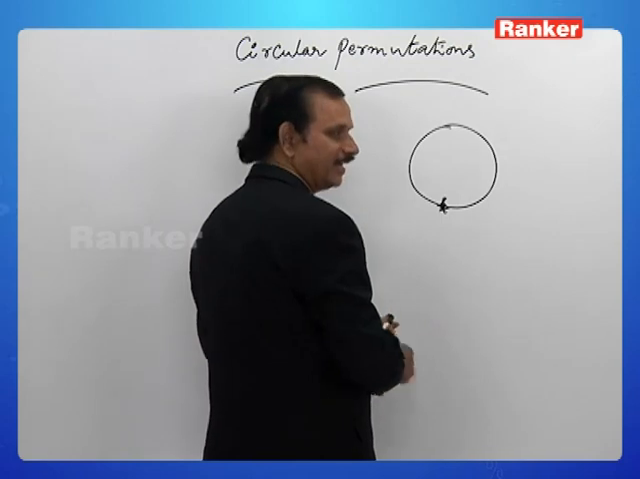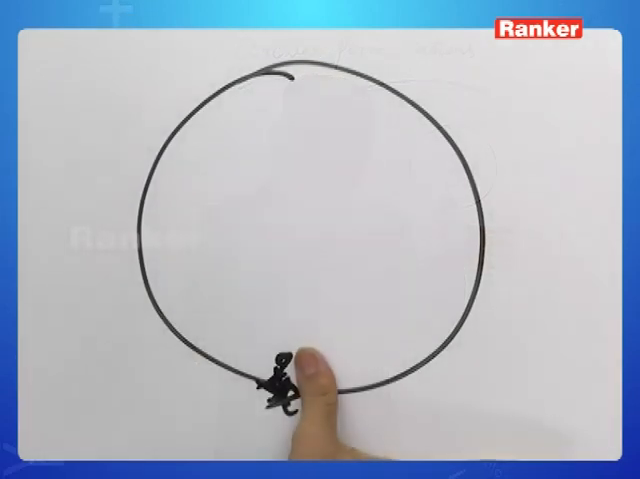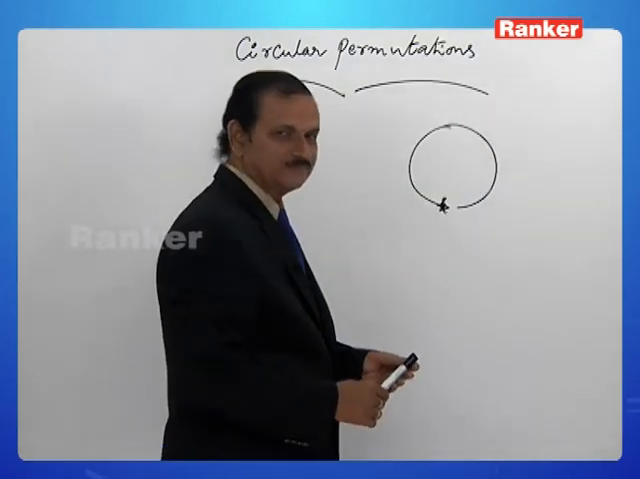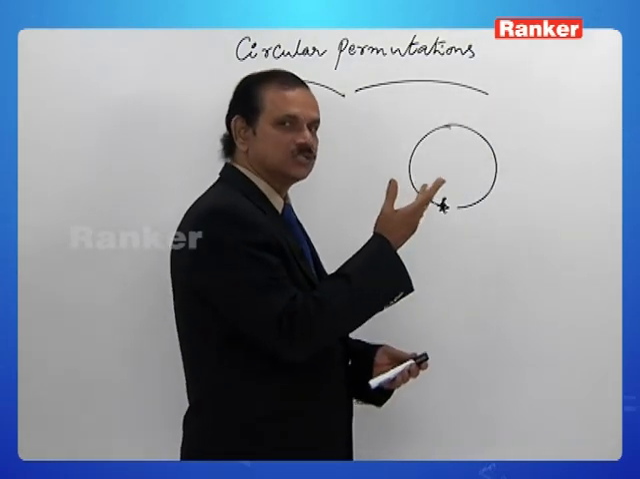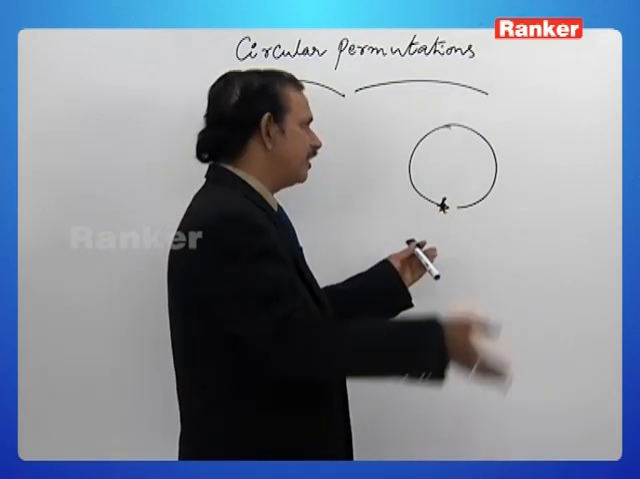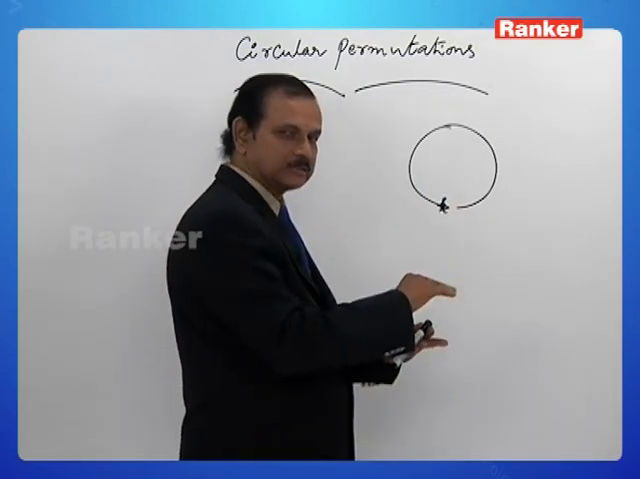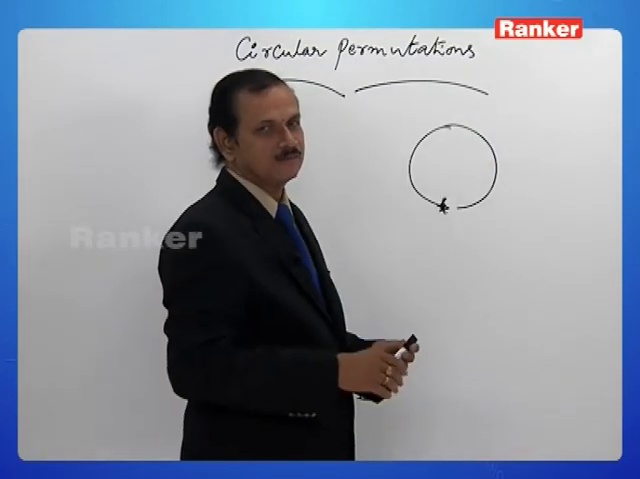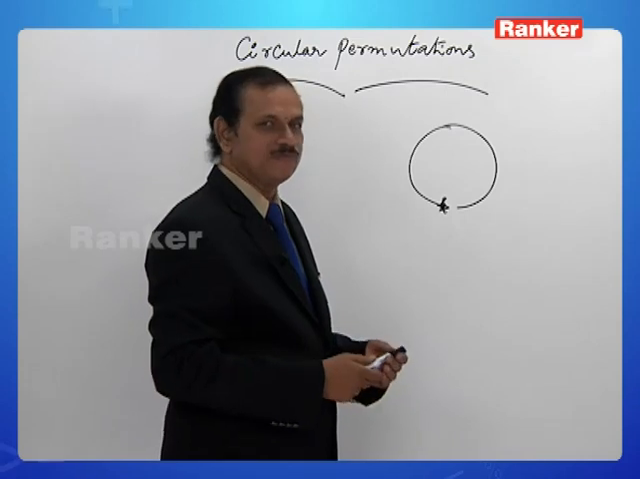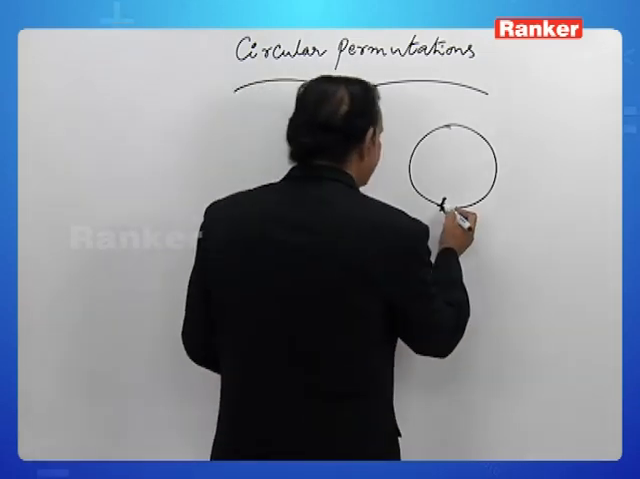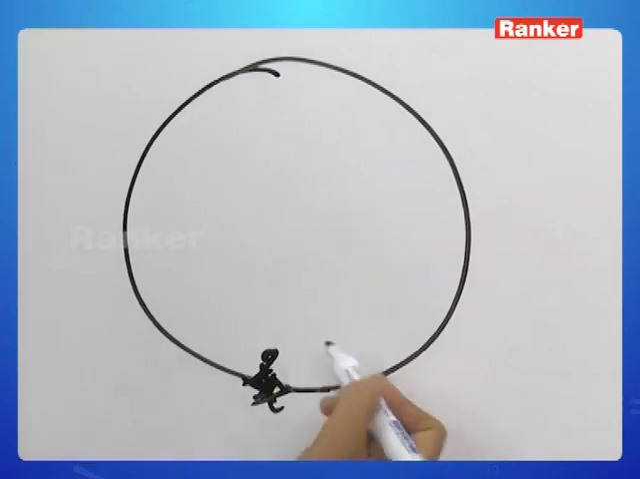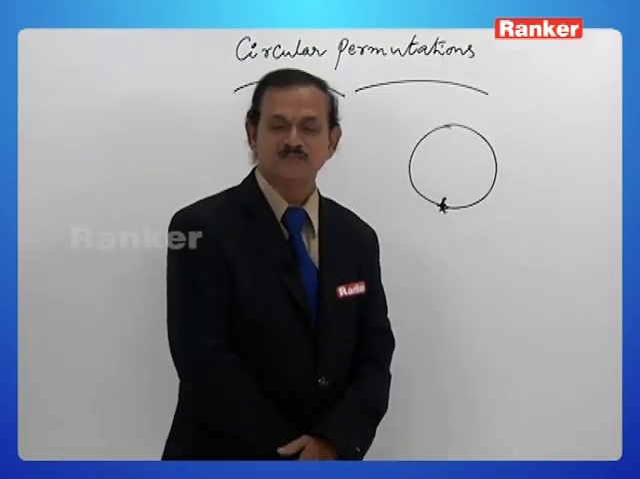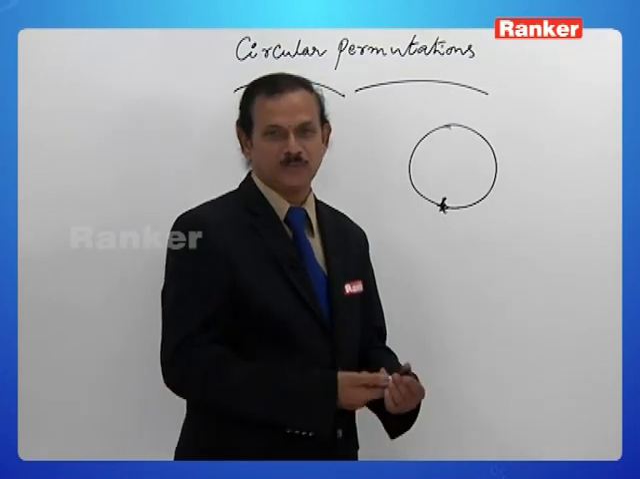After getting this arranged, you just cut this wire, then it will be stretched. It is then considered as a line. The remaining n-1 persons or things can be arranged in (n-1)! ways in that line. After getting all of those things arranged, you join this once again. The circle is now completed and the total number of arrangements you could have formed is (n-1)!.